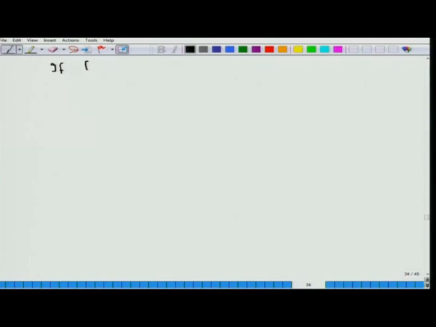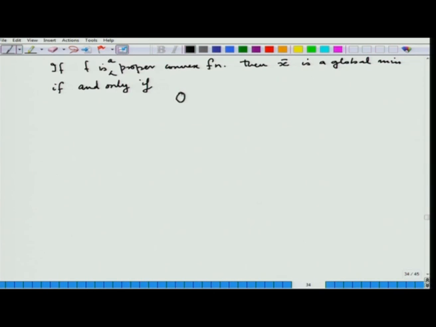If f is a proper convex function, then x bar is a global minimum. Of course, x bar has to be a global minimum, which means f of x bar is finite, otherwise it has no meaning. x bar is a global minimum or global minimizer if and only if 0 belongs to del f x bar.